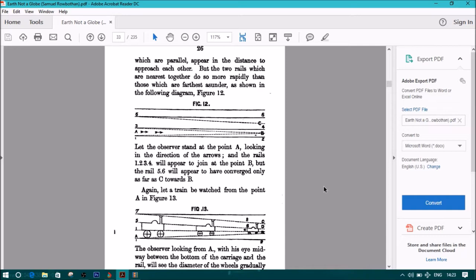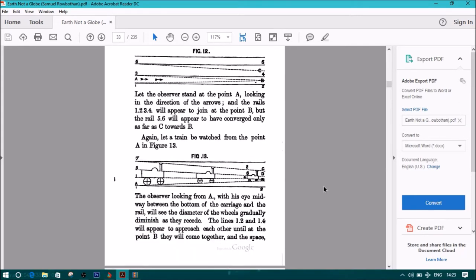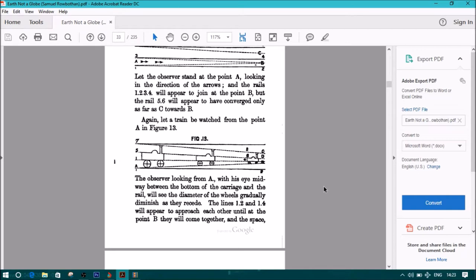Figures 12 and 13. Let the observer stand at the point A, looking in the direction of the arrows, and the rails 1, 2, 3, 4 will appear to join at the point B, but the rail 5, 6 will appear to have converged only as far as C towards B. Again, let a train be watched from the point A on figure 13.